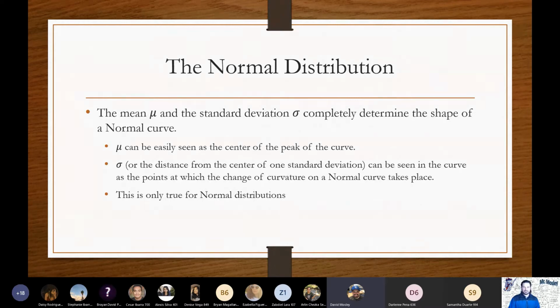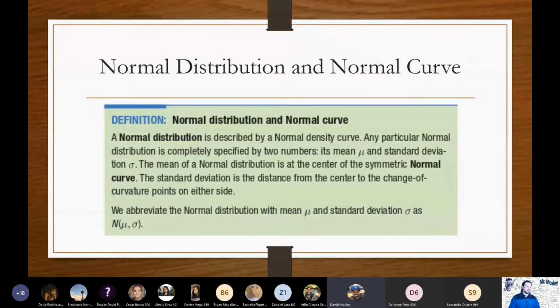Looks like we're ready. So then we have our formal definition from the text. A normal distribution is described by a normal density curve. Any particular normal distribution is completely specified by two numbers: its mean, mu, and standard deviation, sigma. The mean of a normal distribution is at the center of the symmetric normal curve. The standard deviation is the distance from the center to the change of curvature points on either side.